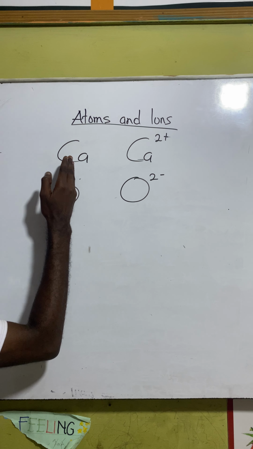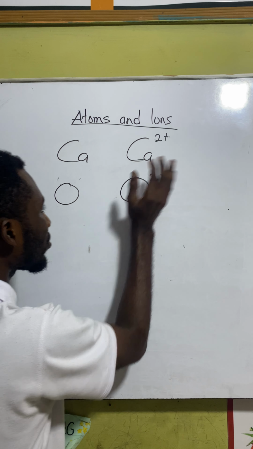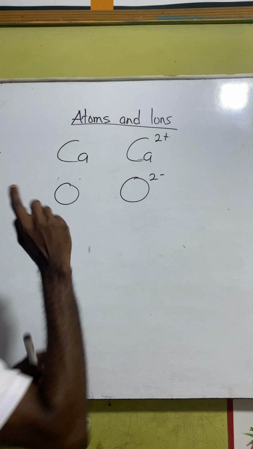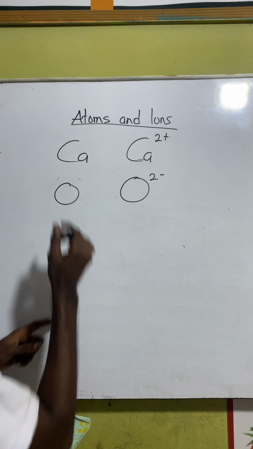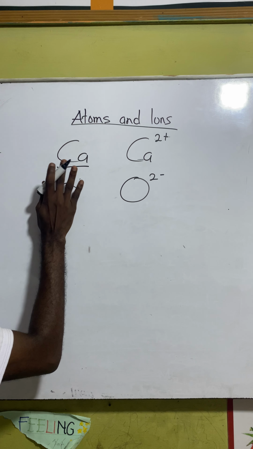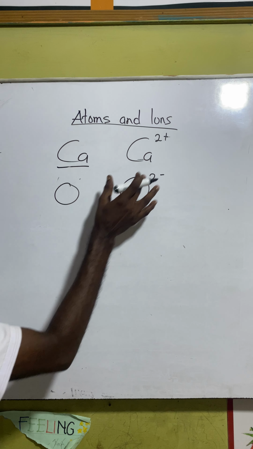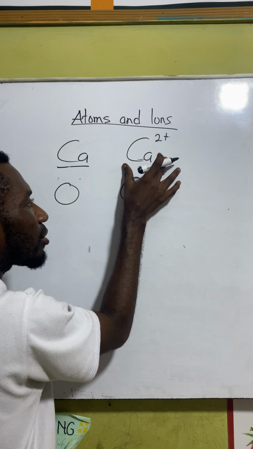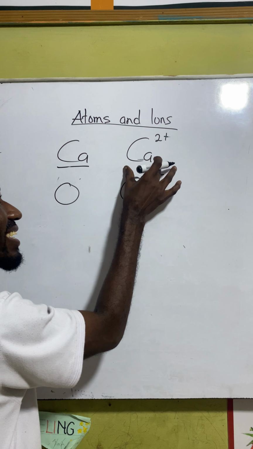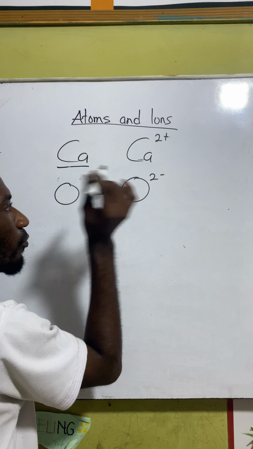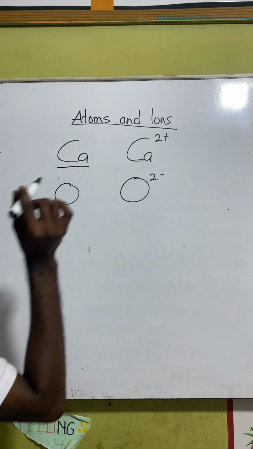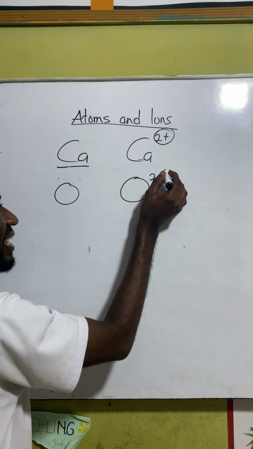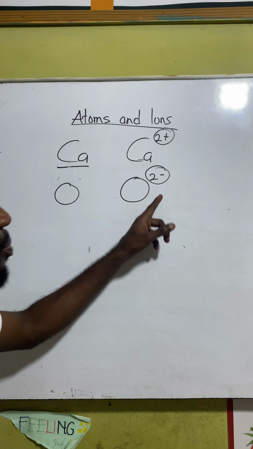This is an atom and this is an ion. They are two different things, which confuses students a lot. This one is neutral and has not undergone any chemical reaction. This is an ion, meaning that it has either gained or lost electrons. And for you to see whether it has gained or lost electrons is as a result of this sign that you see on top of it.